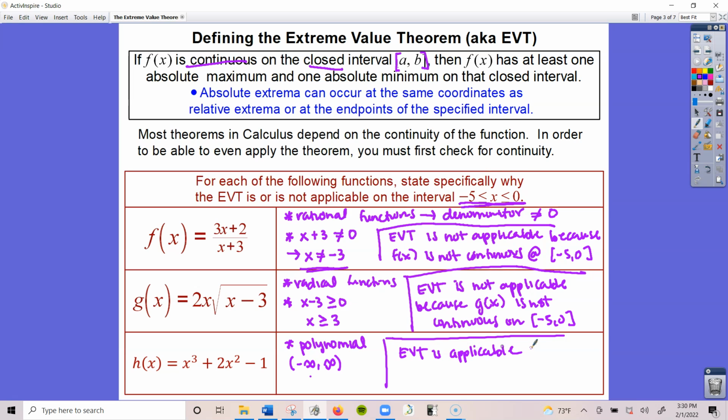And it's applicable because h of x is continuous. And again, it's continuous everywhere, but specifically it's continuous on the specified interval from -5 to 0. So if you have a rational function, you set the denominator equal to 0 to figure out when it is not continuous. If you have a radical function, you set the inside of the radical greater than or equal to 0. But if it's a polynomial, then it will be continuous everywhere.